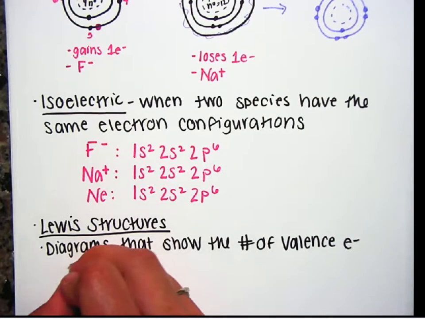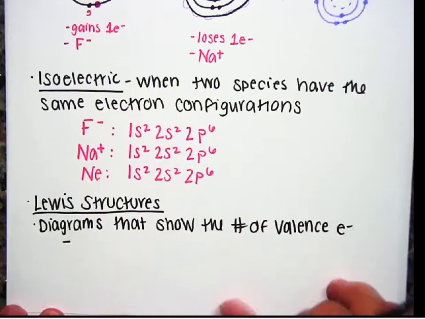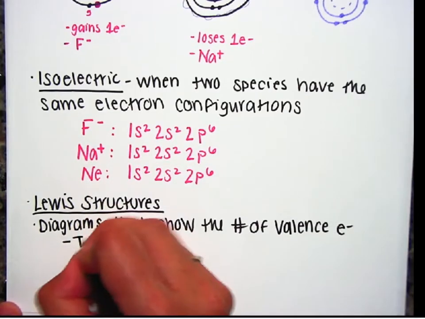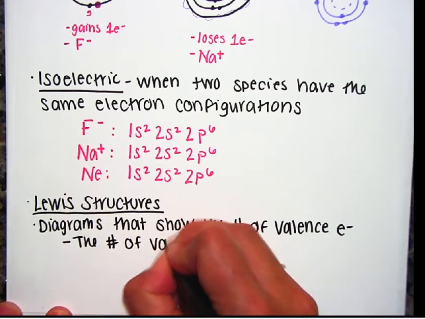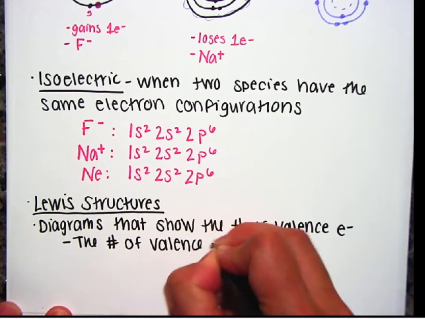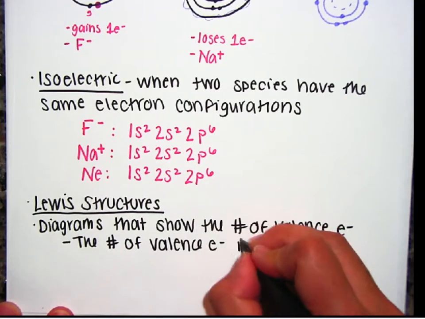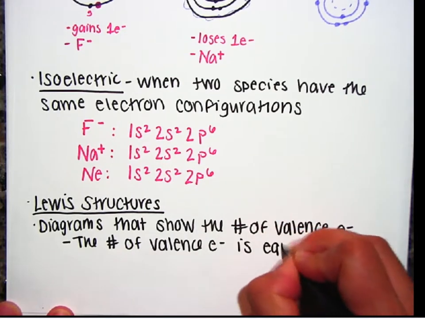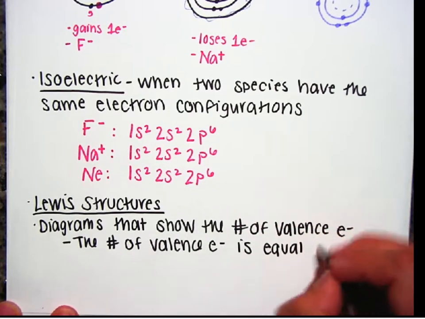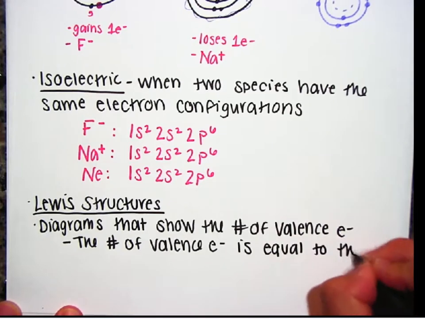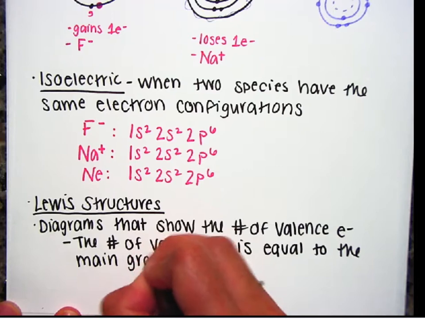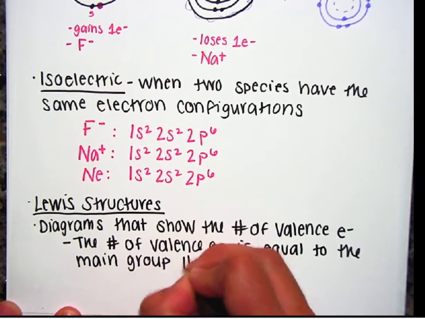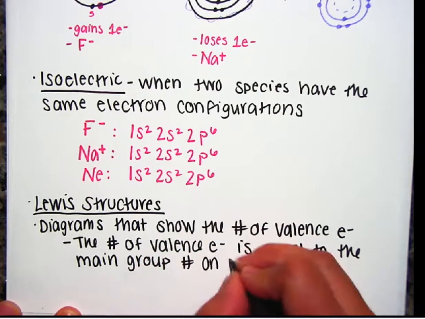And again, we drew this on our periodic table, but just so we have it in our notes, the number of valence electrons is equal to the main group number on the periodic table.